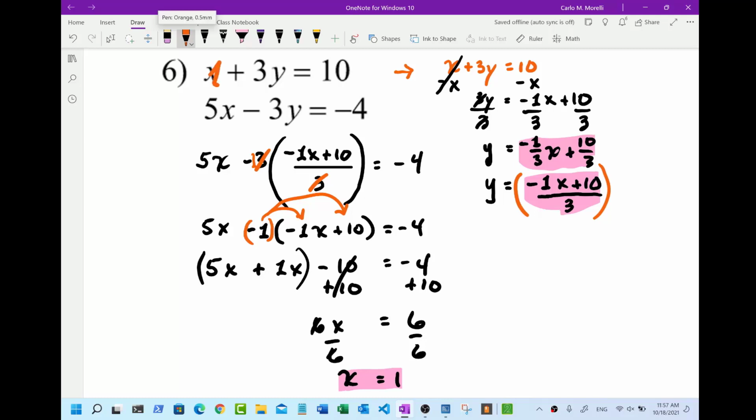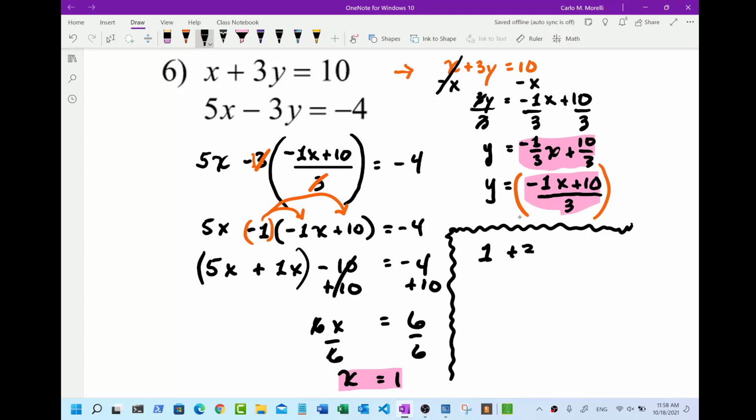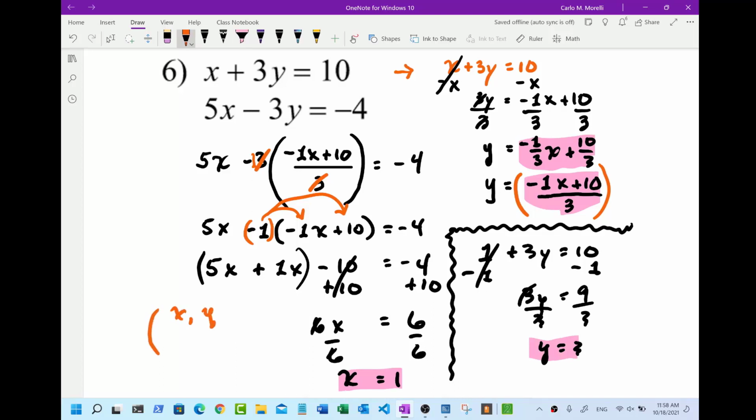Now that you know that x equals 1, I would suggest plugging it into the top equation. It's going to make life a lot easier for you. So let's go ahead and do that. We're just going to write 1 plus 3y equals 10. Subtract 1 from both sides. You can see where this is going. 3y equals 9. Divide both sides by 3. y equals 3. So we got both our x and our y. So our solution, x comma y, is 1 comma 3. And that is the end of number 6.